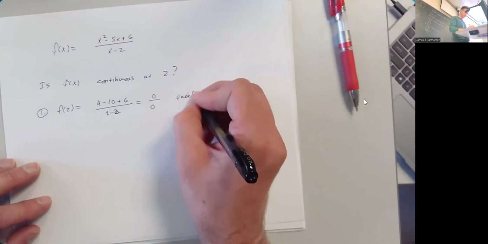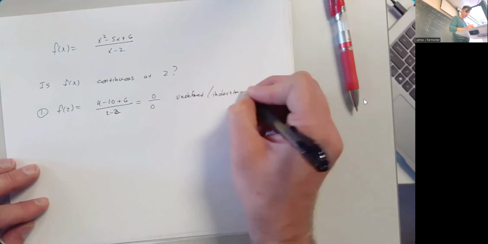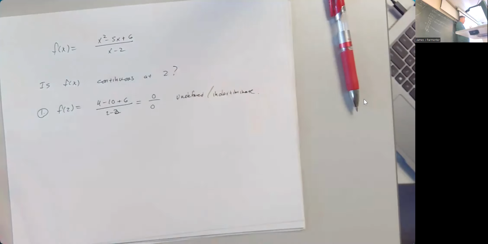Undefined, indeterminate. And it is a fact that for a function to be continuous at a point, it has to exist at that point. If you can't even graph the thing that's happening there, it certainly is not continuous there.